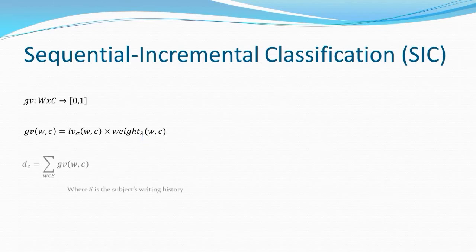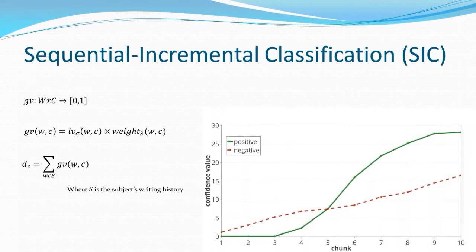Finally, classification was carried out by means of the cumulative sum of all words over all available chunks. So, a subject was classified as depressed when the accumulated positive value exceeded the negative one. For instance, the subject in this figure was classified as depressed after reading the fifth chunk.